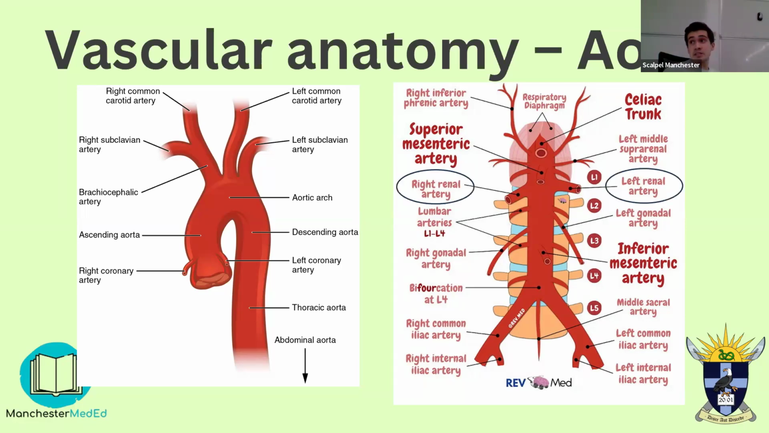You can see here a nice detailed diagram of all the different branches of the abdominal aorta. There are 5 that are really worth being aware of. The first 3 are the ones here in bold: celiac trunk, superior mesenteric artery, and the inferior mesenteric artery. These respectively supply the foregut in the case of the celiac trunk, so that's stomach, duodenum, liver, spleen. The midgut in the case of the superior mesenteric artery, so that's everything from the jejunum, ileum, cecum, ascending colon, transverse colon.